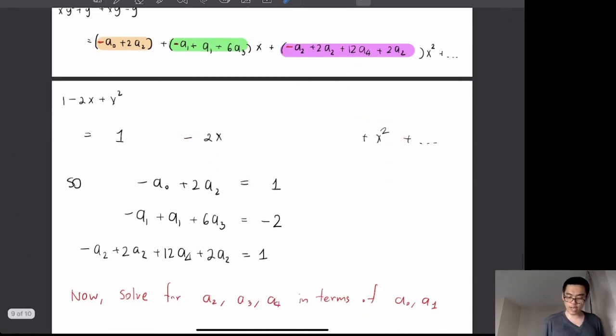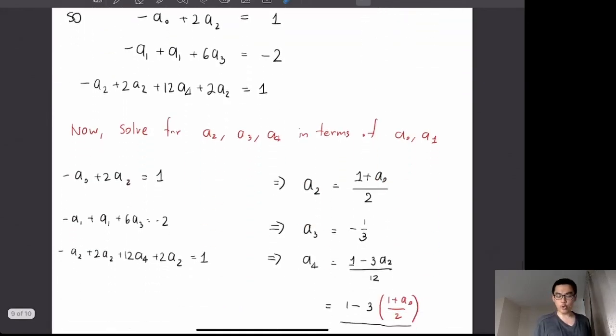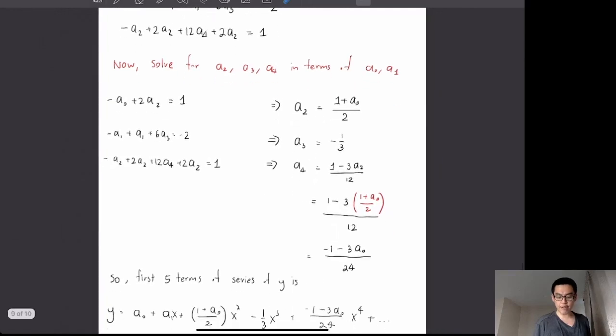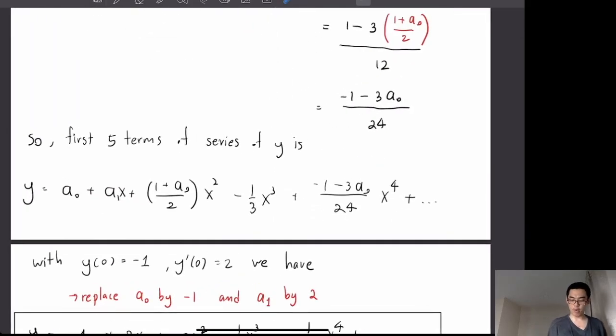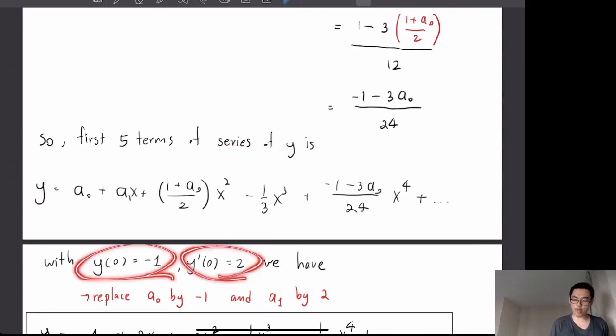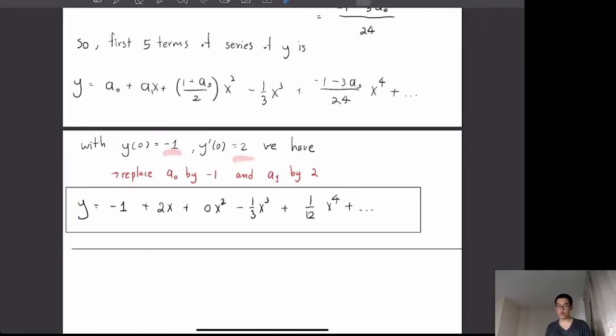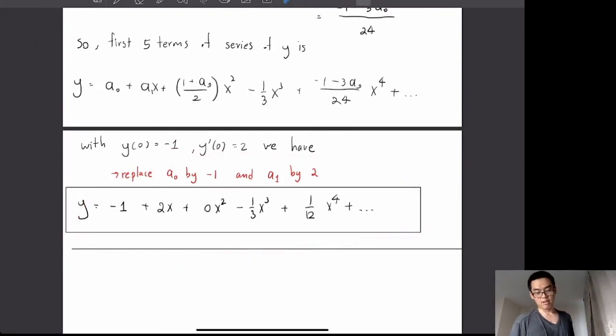That gives us a system of three equations. And then you do the same process, okay? You will get everything in terms of A0 and A1 in this case. So you can read through the notes and you see that this is a solution. But with the initial conditions, you can replace A0 by minus 1 and A1 by 2, and then you get this as your answer. And that's how you get the first 5 terms of the solution.